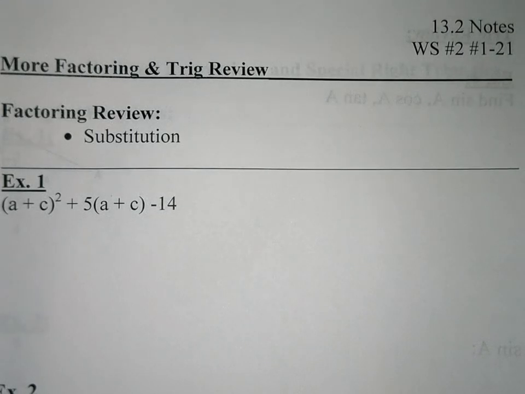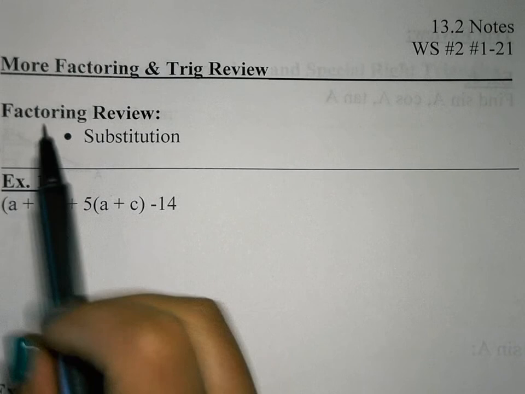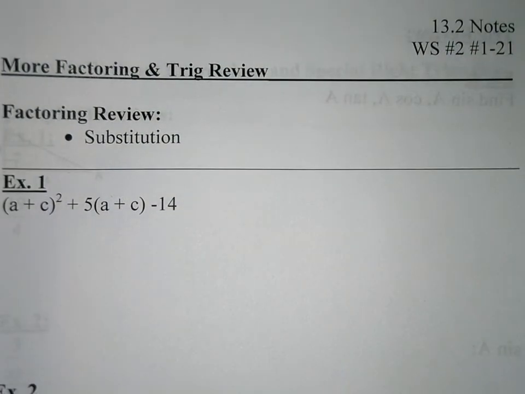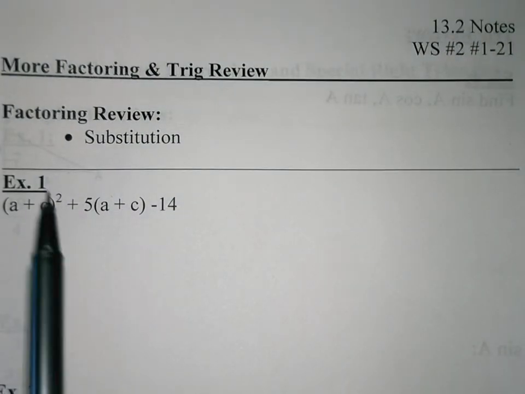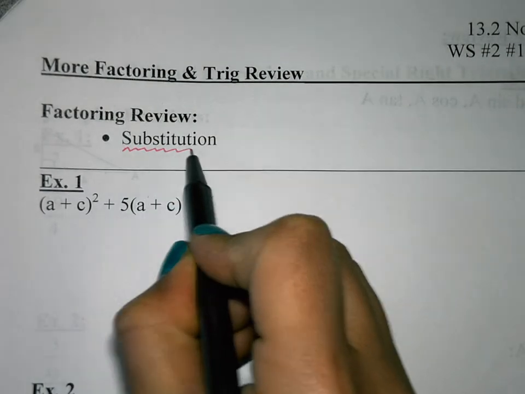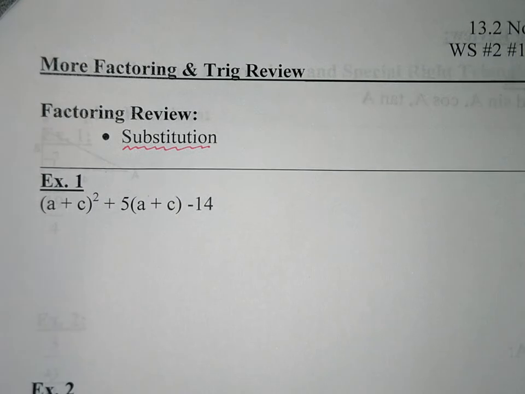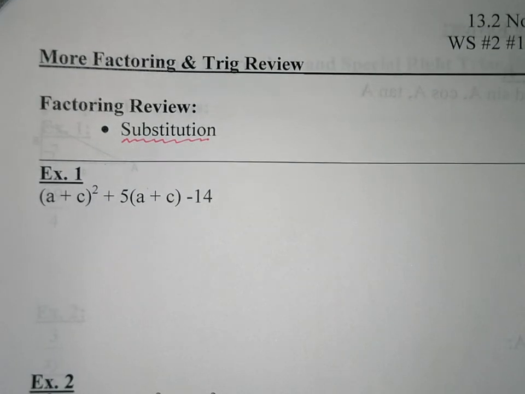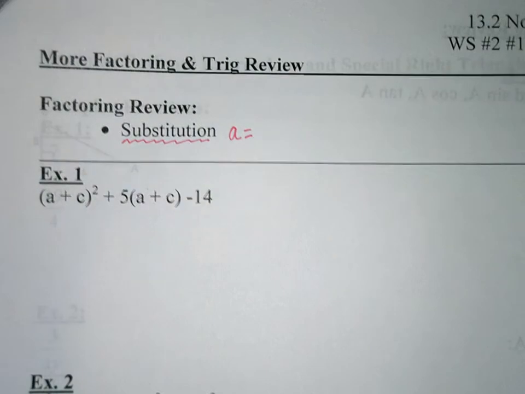Okay guys, so today we're going to be looking at 13.2, which is just some more factoring and reviewing trig. So today what we're going to be working on in terms of factoring is the substitution method. We use the substitution method for factoring when we see quantities that we want to use to factor, but they're kind of throwing us off in terms of what method or how we can use them to factor. So remember, we called that a substitution, where we would let a equal something. So let's look at example 1.